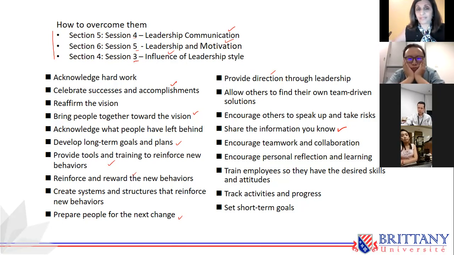Handhold them so that they see it through. Encourage teamwork. Encourage personal reflection. Reflection means thinking. At the end of the day, every day, top managers will sit down with a book and they will start reflecting on what they did the whole day.